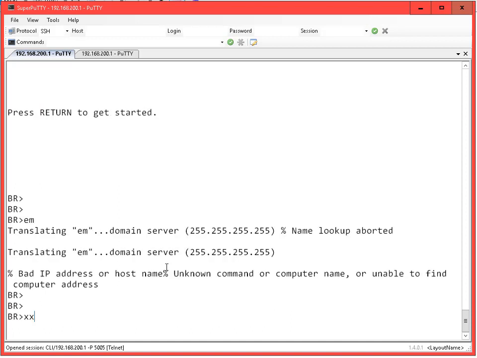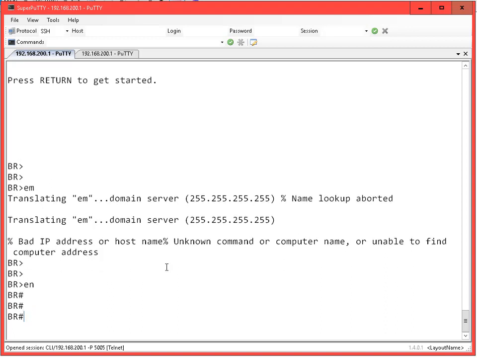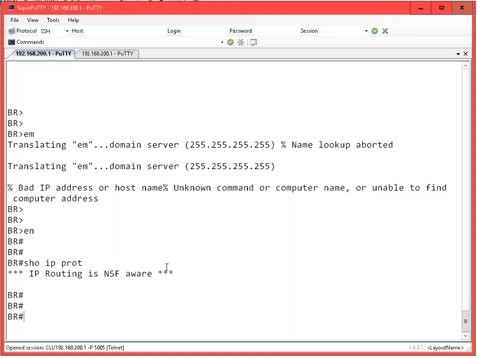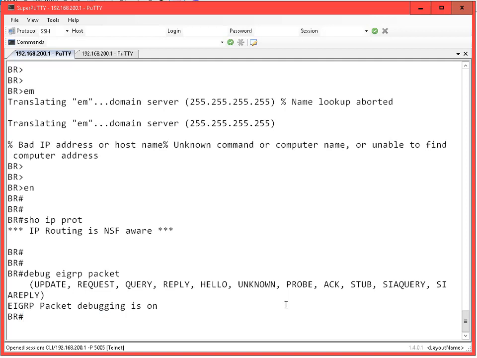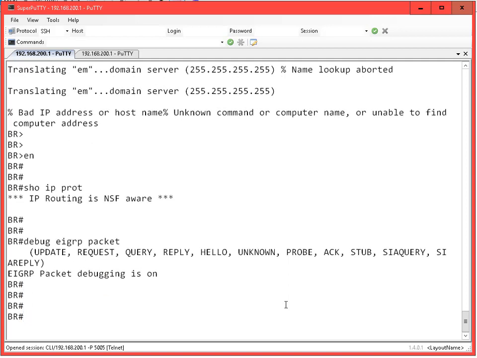No IP domain lookup, highly recommended. All right, so let's see, show IP protocols. Yeah, so we don't have EIGRP running on this router. So the first thing is, let's go ahead and do a debug EIGRP packet. I want to do the debug just so we can see the process of establishing the adjacency. So you can see here now I'm basically debugging updates, requests, queries, replies, hellos, essentially every EIGRP packet type in this particular case.